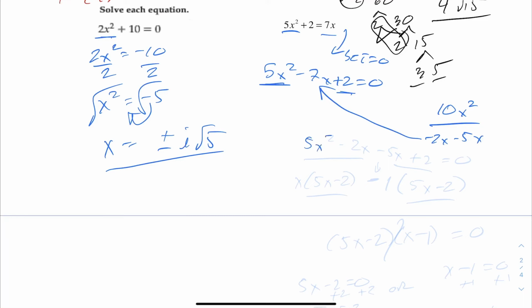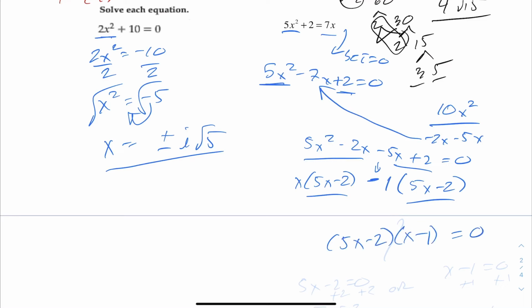5x squared minus 2x minus 5x plus 2 equals 0. Factor by grouping. Pull an x out. Oh, messed up. Always bring in the middle sign, so negative. They have nothing in common, so put a 1 outside. -5x divided by -1 is 5x. Positive 2 divided by -1 is -2. These match. (5x minus 2)(x minus 1) equals 0.